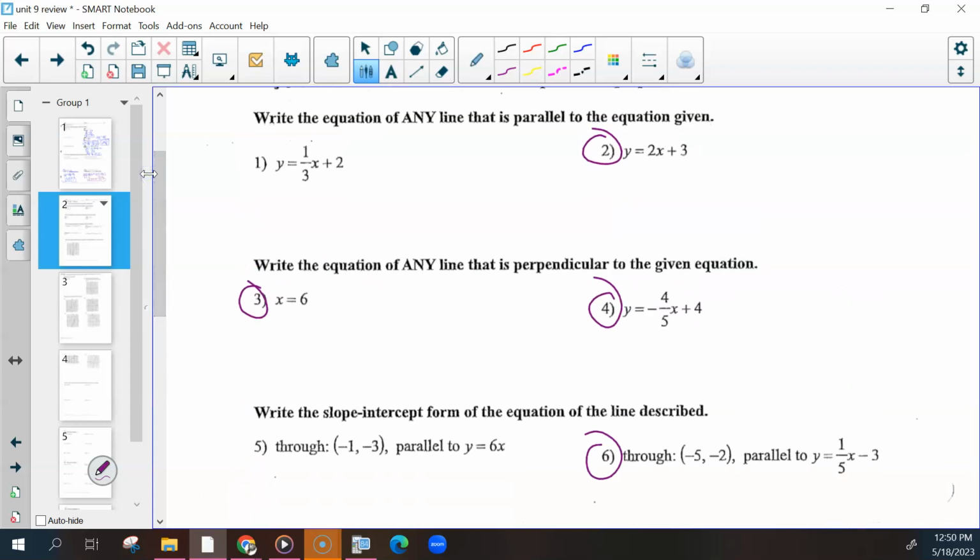So to write the equation of any line that's parallel to the equation given, of the one that's given, if it's parallel, the slope has to be the same. So it has to be 2. Then you're going to use that to write a new equation. So y equals 2x. The y-intercept has to be different. Someone give me a y-intercept. Sure. Plus 1, minus 7. As long as it's not plus 3, that works.